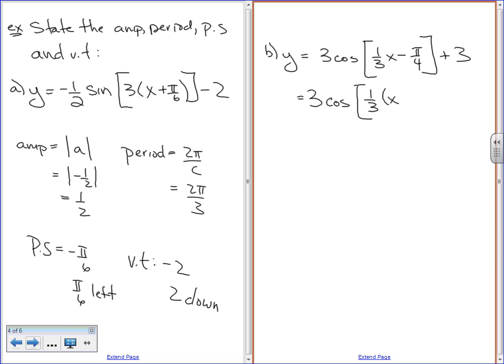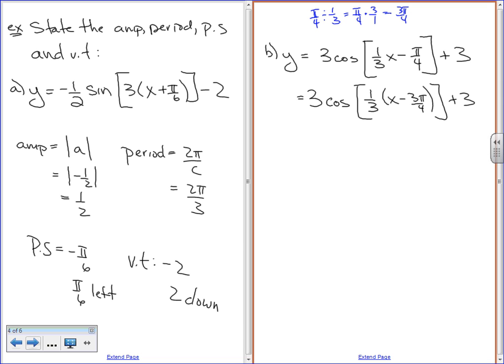1/3 out of the pi over 4 may be a little bit more difficult. So if you're unsure how to do that, a method that'll always work is take the pi over 4 and divide it by what you're factoring by. Invert and multiply. So if you take out a factor of 1/3 out of pi over 4, you'll end up with 3 pi over 4.